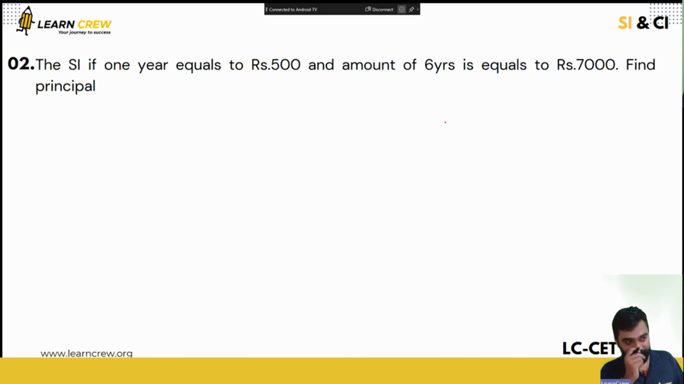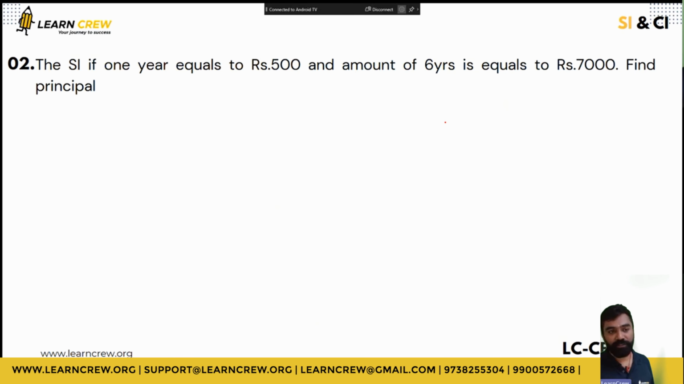Okay, fine, do this. The simple interest for 1 year equals rupees 500, the amount of 6 years is equal to rupees 7,000. Find the principal.